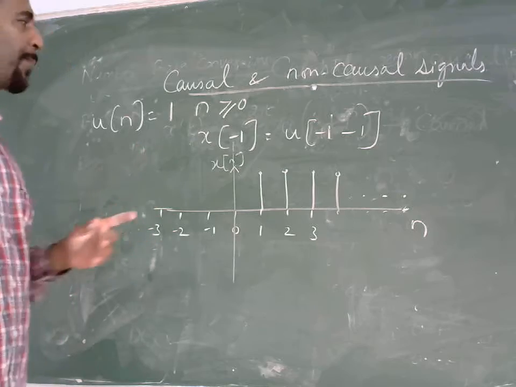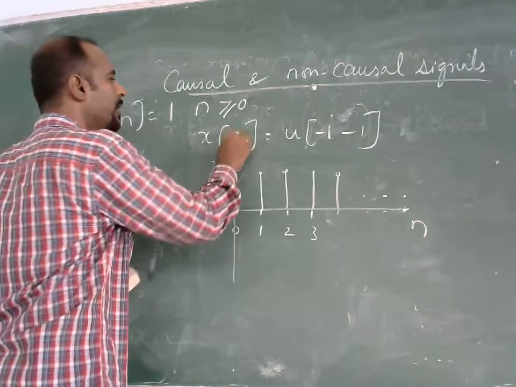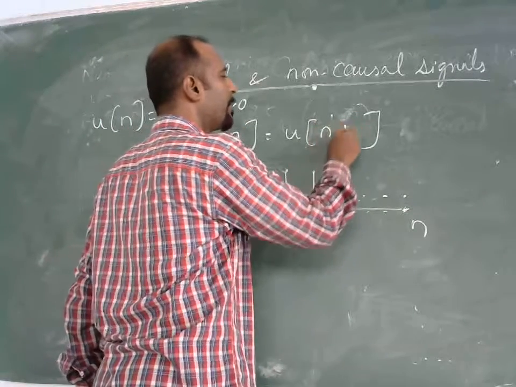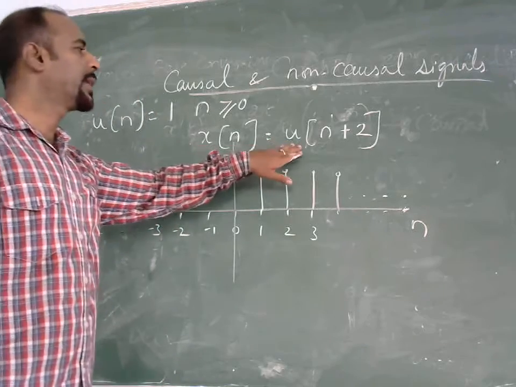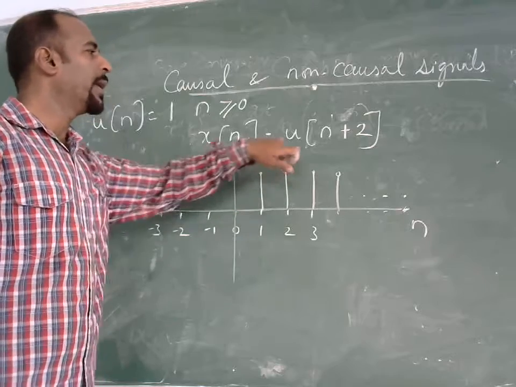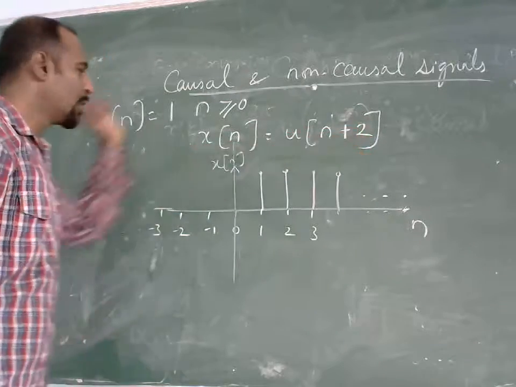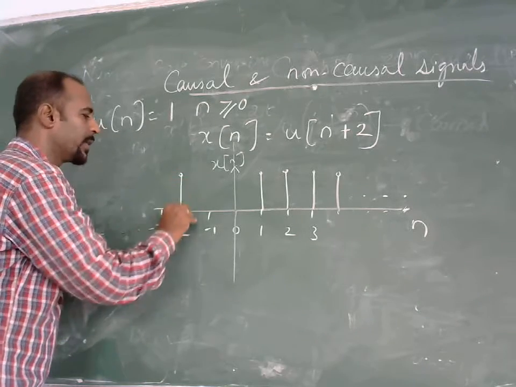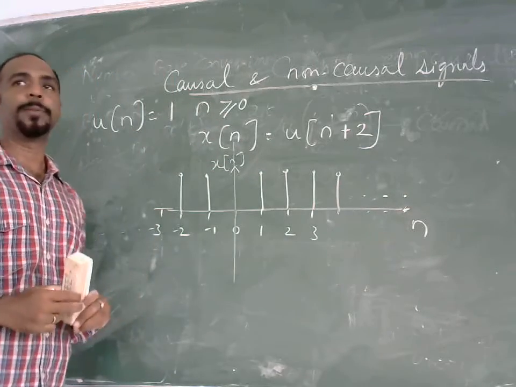Alright. Now for the same problem, if you take x of n equals u of n plus 2. What do you mean by this? The signal u of n does not start at n equals 0. It starts at what point? At n equals minus 2. So where is minus 2? This is our minus 2 point. So the signal starts from here and continues up to infinity.